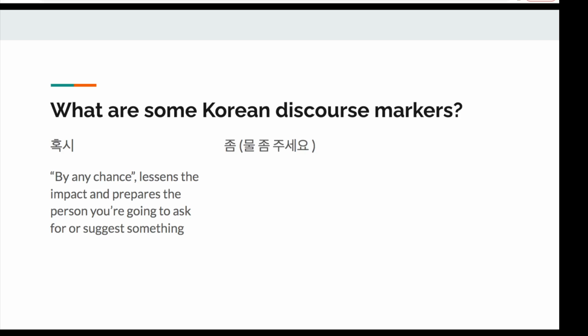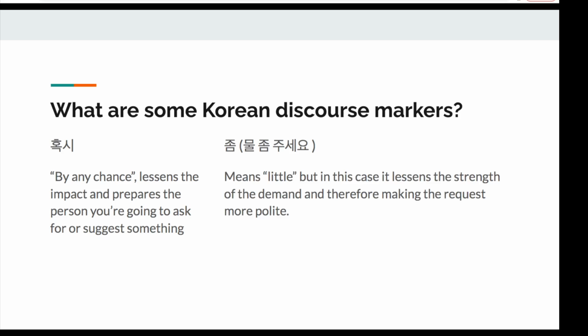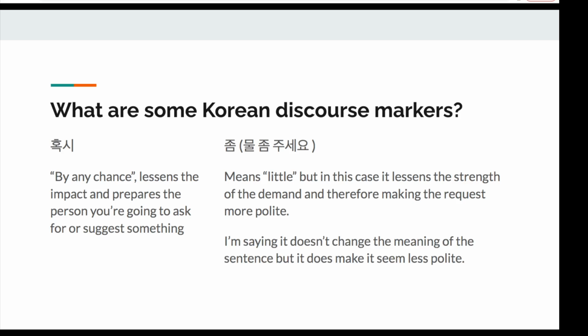Here's another one. So, for example, 물 좀 주세요. It's the actual word, 좀. It does mean a little, but in this case, it's actually reducing the strength of the demand. Okay, making it sound a little bit more polite. So I'm not saying it doesn't change the meaning exactly, but it's making it seem polite, more polite than just saying water, please.